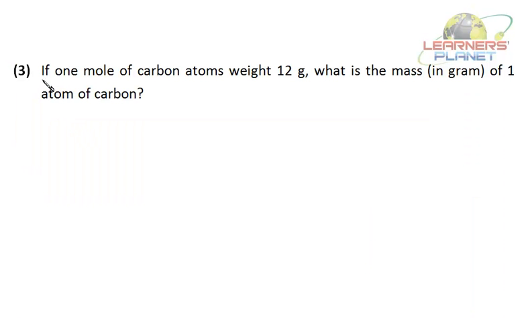The question here is, if 1 mole of carbon atoms weigh 12 gram, what is the mass in gram of 1 atom of carbon? Now we know that 1 mole of carbon atoms means how many number of carbon atoms are there? 6.023 into 10 to the power 23. You can take 6.022 also, right? It means the weight of 6.022 into 10 to the power 23 atoms of carbon is 12 grams. So what will be the weight of 1 atom of carbon? Now can you find out? It's a very simple question.